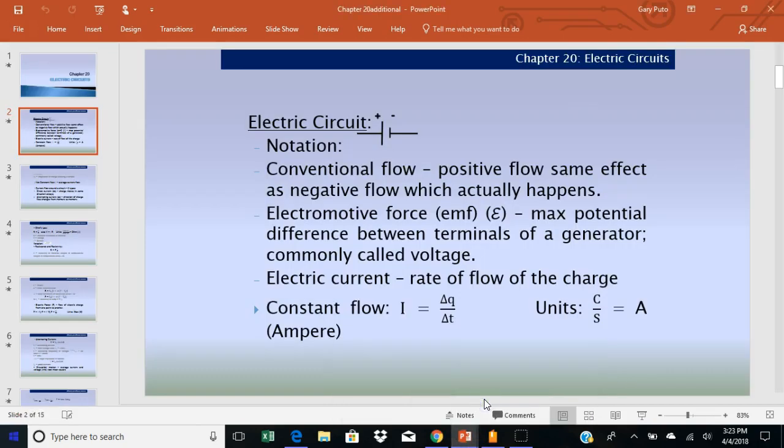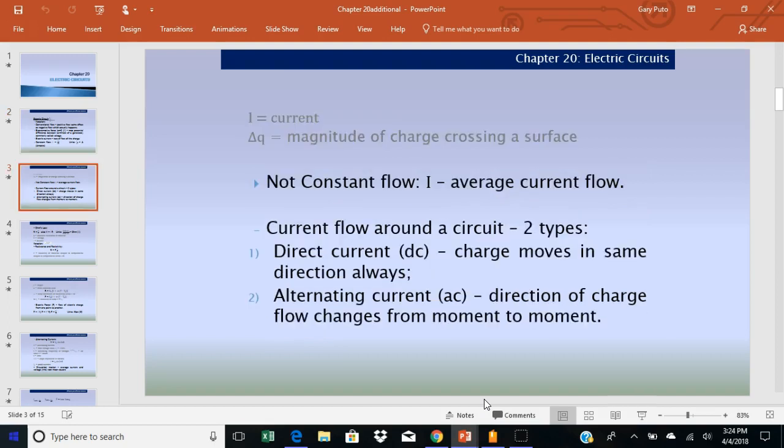We talked about conventional flow. It flows from the positive to the negative. Electromotive force is the potential difference between the terminals of a battery or generator, voltage. Electric current, like I just said, is the rate of flow of the charge. If you have constant flow, electric current I is the change in charge divided by the change in time. Coulombs per second is equal to an amp. If you don't have constant flow, same equation, I is just the average current flow instead of constant flow. That's the only difference.